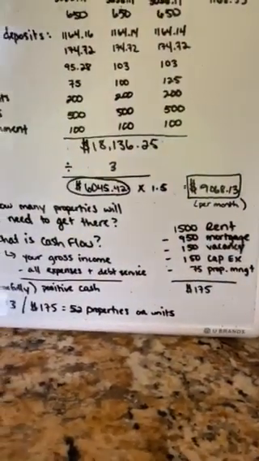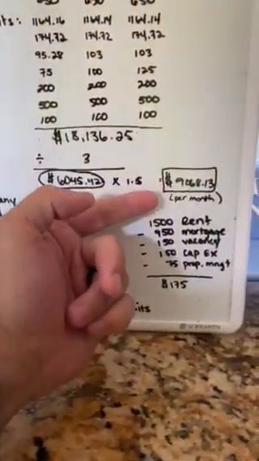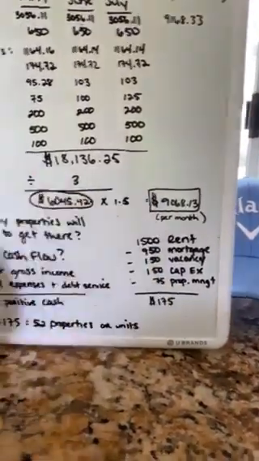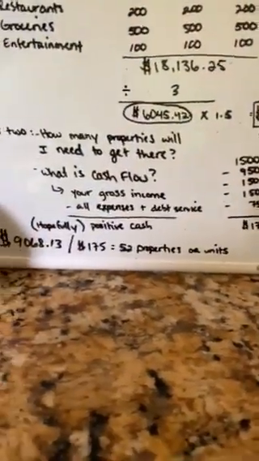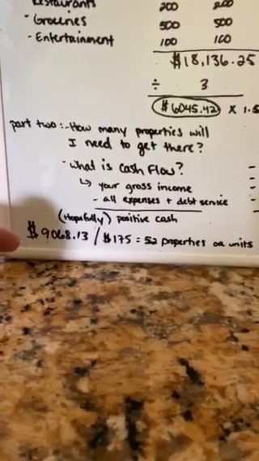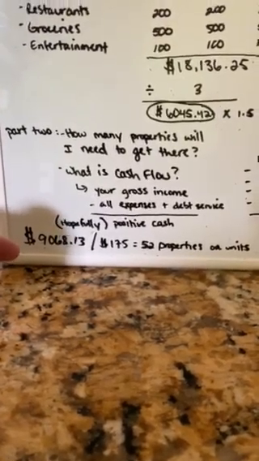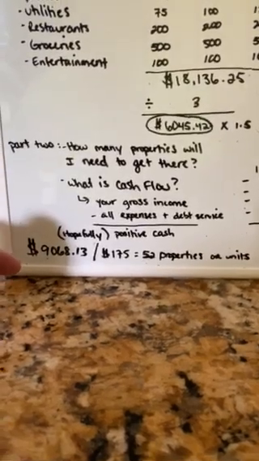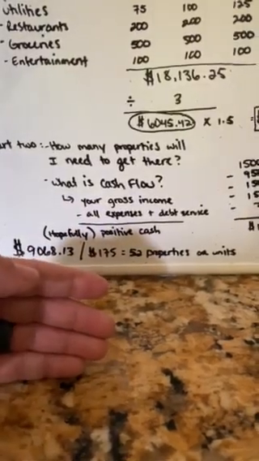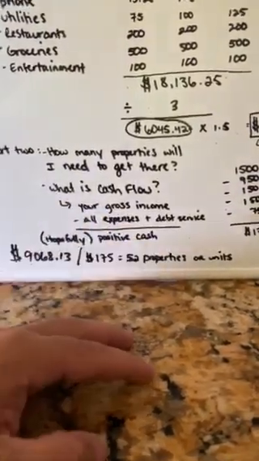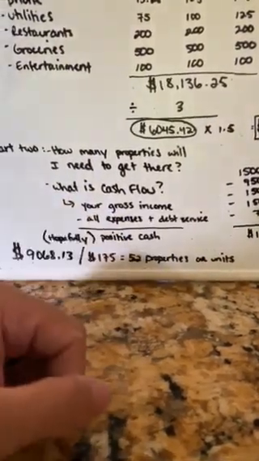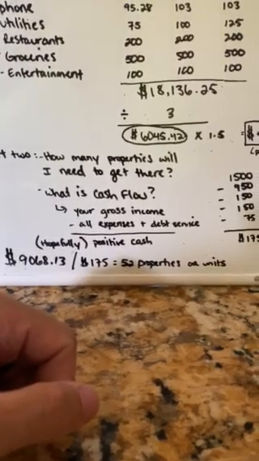Okay, so back in part 1, you looked at that per month cost that we're going to need, and that's about $9,068. And I came all the way down here, and we're going to divide $9,068.13 by that $175 cash flow, and we're going to need 52 properties or units to make that happen, to be financially free. Now, how do we do that moving forward? We're going to be talking about that in some videos throughout the next week or so.